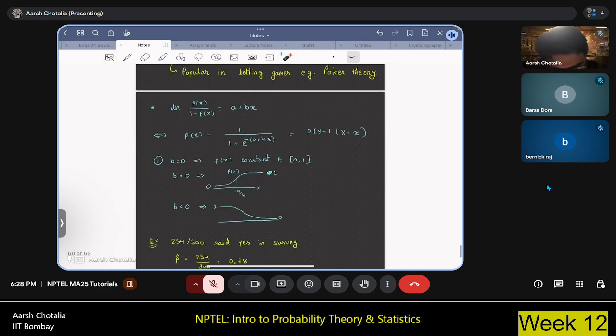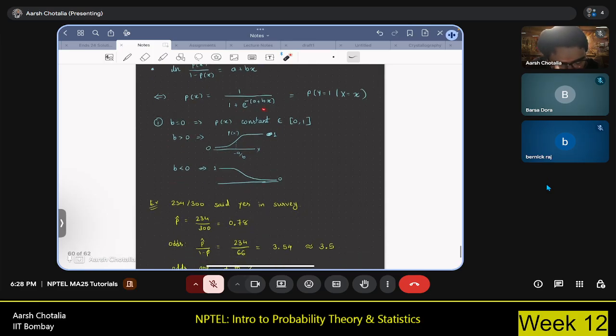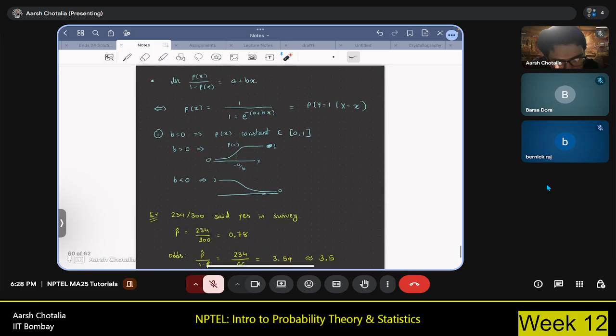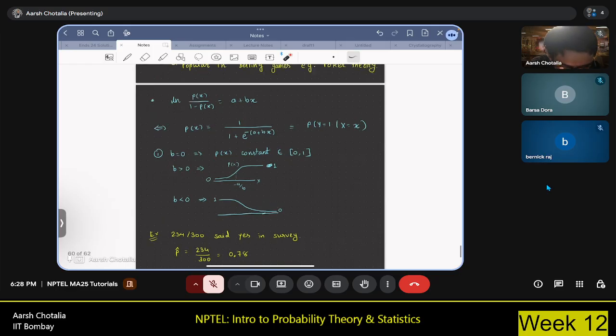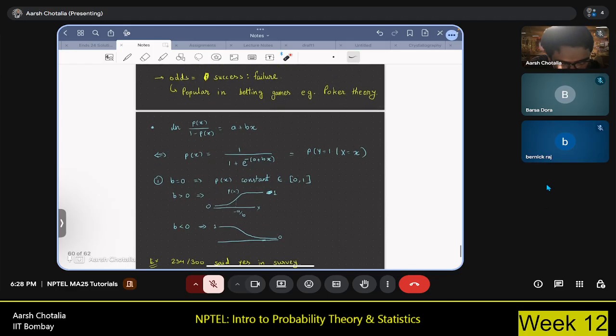Anyways, yeah. So depending on the sign of b, you get three kinds of behavior. When b is equal to 0, it does not depend on x at all, and p(x) is constant. And more importantly, that constant will always be between 0 and 1. So we are saying that probability does not depend on x. Okay.